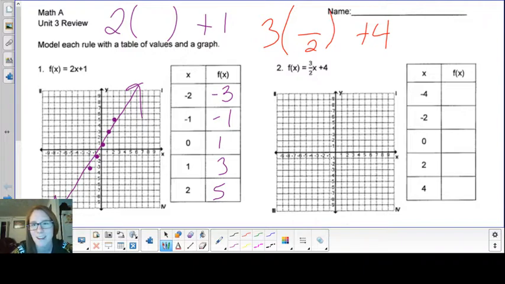So in this case, I have -4 divided by 2, which is -2. Then -2 times 3, which is -6. And then -6 plus 4, which is -2. Okay. -2 divided by 2 is -1. -1 times 3 is -3. -3 plus 4 is 1.